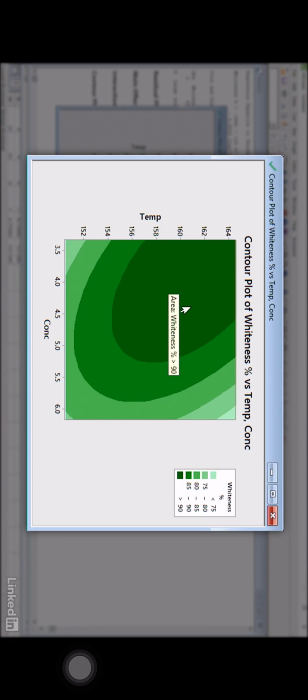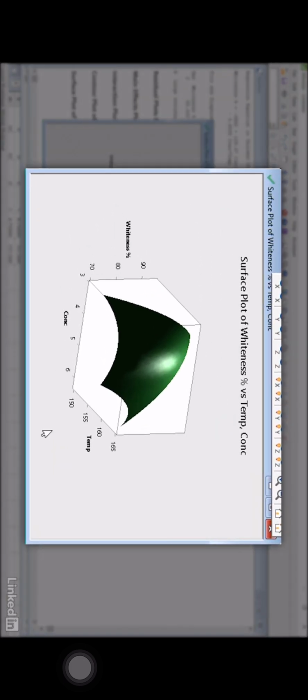Another plot we can do is the surface plot. To do that, go up to Stat, DOE, Response Surface, Surface Plot. Click OK with the default. You have the 3D surface, where whiteness is the vertical axis, and the two axes at the bottom are the concentration and temperature variables. You can see the curved surface. Very nice.